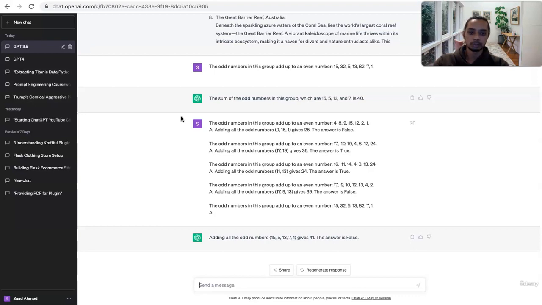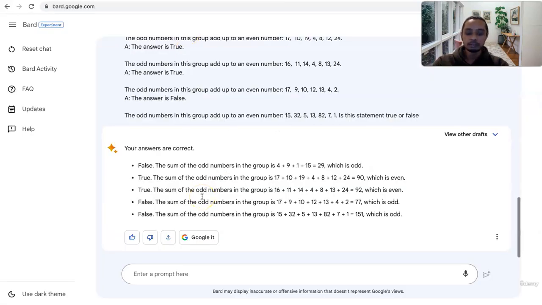The answer is false. So this is what I was trying to show you. When I did it with ChatGPT 4, it got the answer right in the first attempt with a zero shot prompt, and I did not need to provide few shot prompts. When I did the same thing with Bard, it gave me the wrong answer with zero shot and few shot prompting.